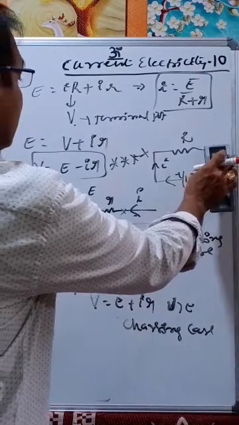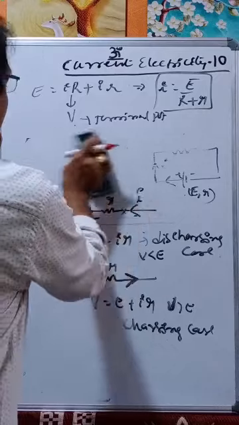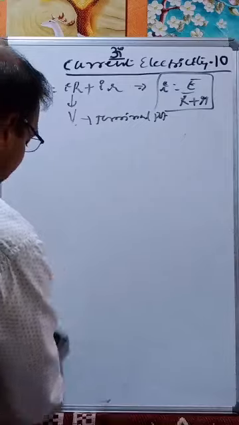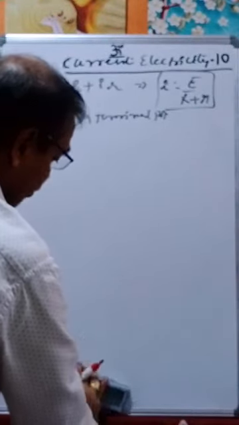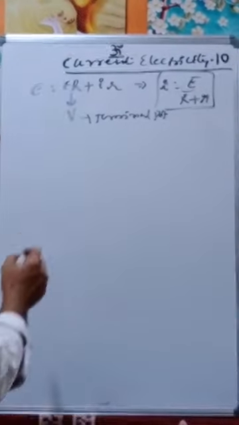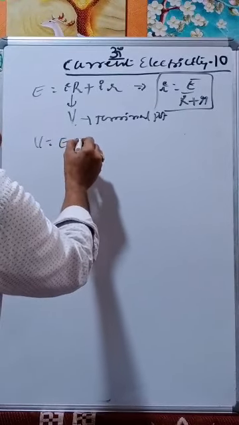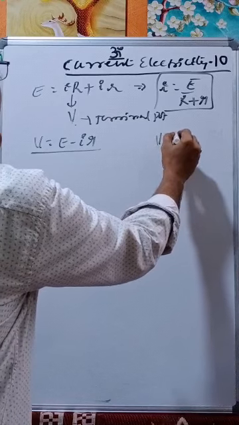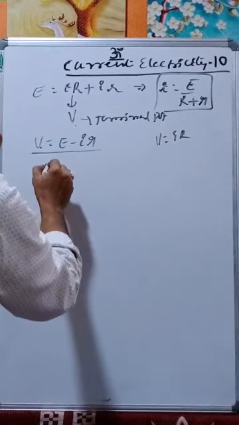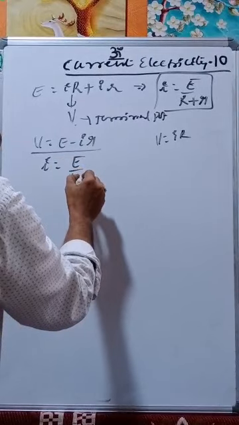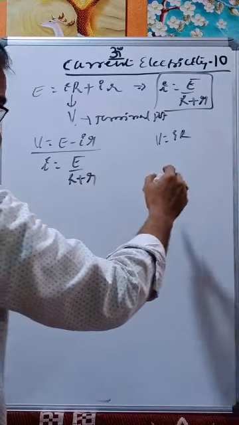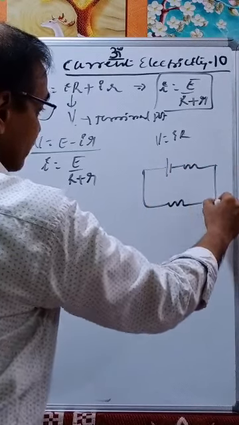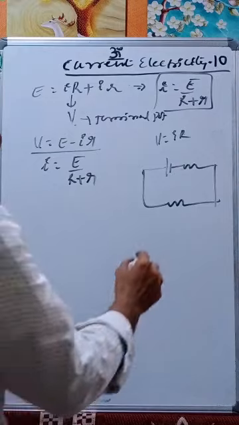Now, let us see a small extension to this: what is an open circuit and what is a short circuit. We know that V is equal to E minus IR and V is equal to IR also. From this equation, I is equal to E by (R plus r). Let us say the circuit is like this.